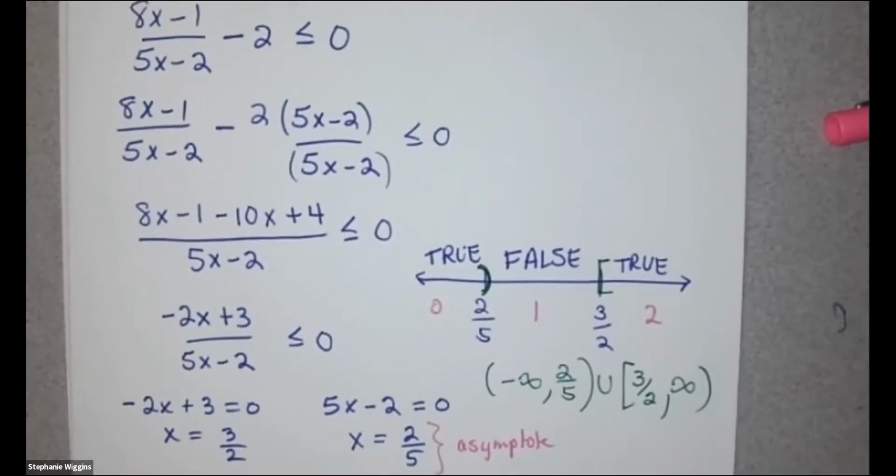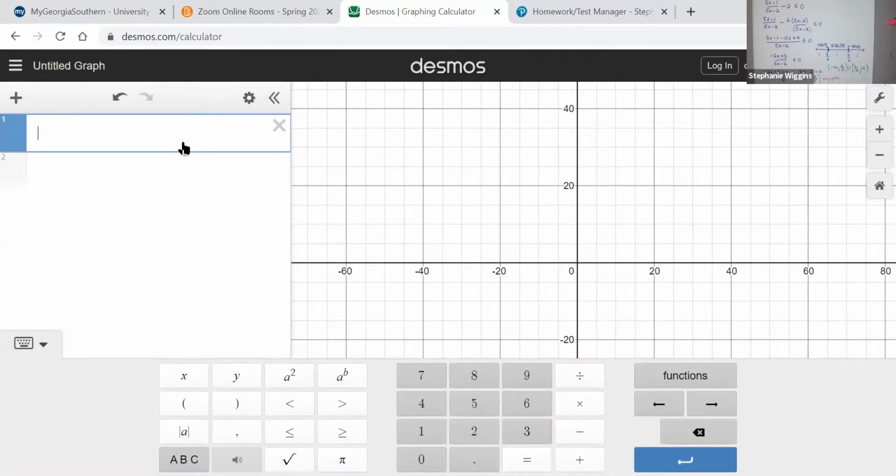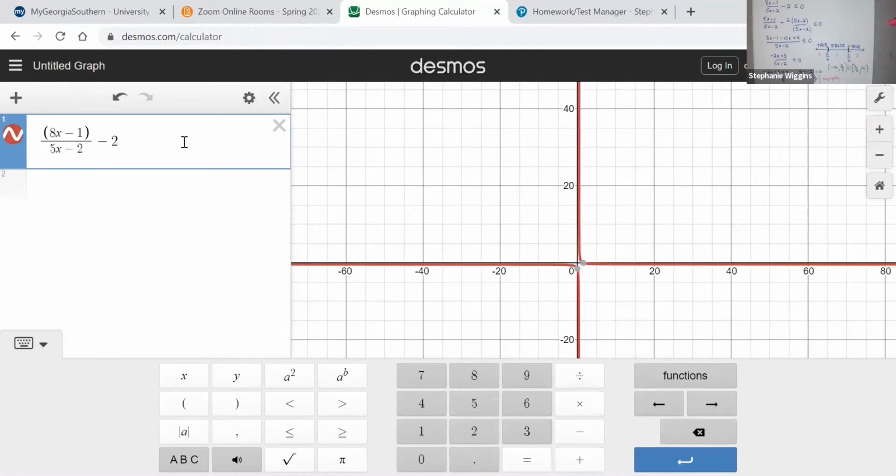Let's take a look at the graph of this thing, because I think it'd be interesting to see how the asymptotes come into play here. So my original function is 8x minus 1 divided by 5x minus 2. And we're wondering, when is this less than or equal to 0?